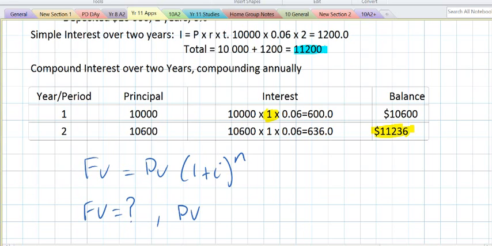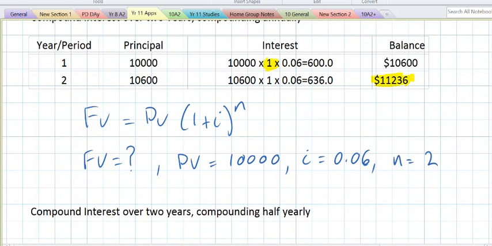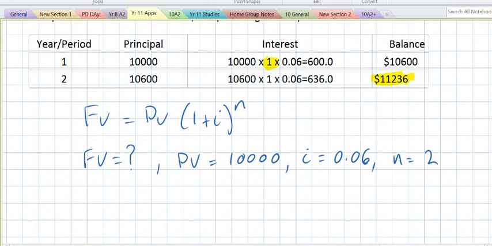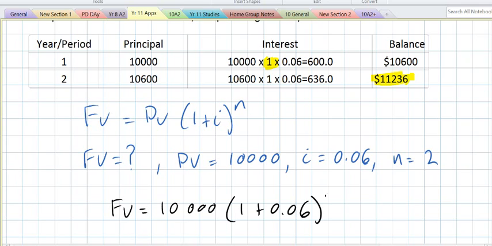Now our future value is what we're trying to find, so we leave it as that. What's our present value? 10,000. That's what we start off with. What is our interest rate? 0.06, and it doesn't change because that's the interest rate in one period, which is a year. And n is the number of compounding periods, it's 2. So future value equals 10,000 multiplied by 1 plus 0.06 to the power of 2.